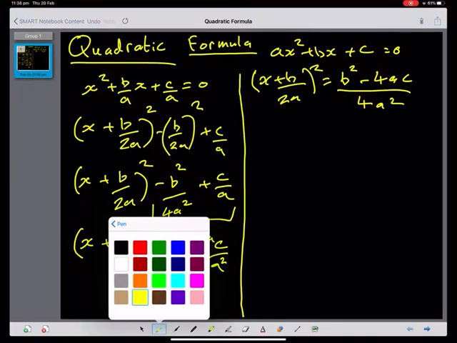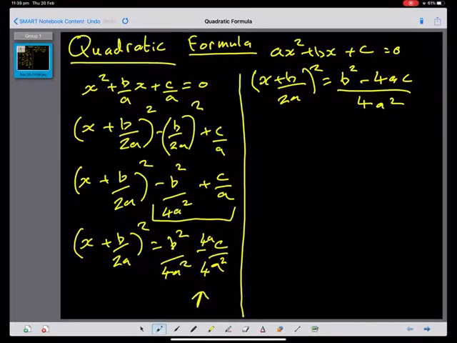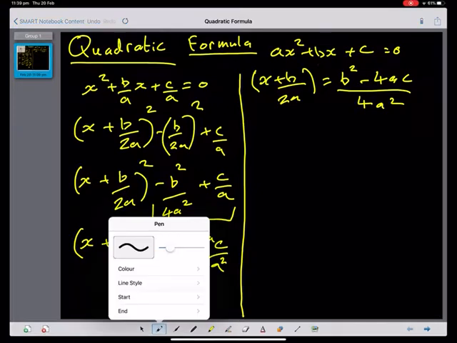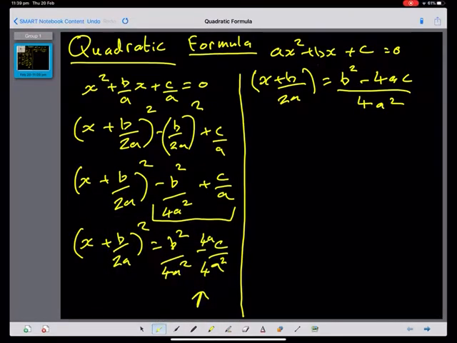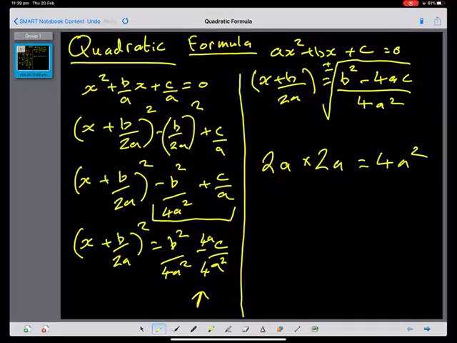Okay, so we're getting closer to our quadratic formula. So we square root both sides. If you square root a square, that knocks out the square. So we now have plus or minus. Okay, well, the square root of 4a squared is 2a. I think you can all see that. 2a times 2a is 4a squared. So the root of 4a squared is 2a. So that sorts out the denominator.